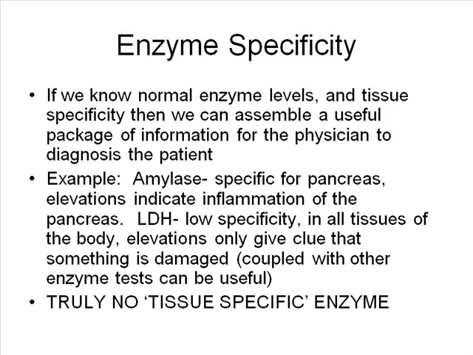All right. Now, one thing that is very important in this slide is that truly there is no tissue-specific enzyme, but what we are going to do is use each of these enzymes and say that it is more predominant in this particular organ system, so we are going to assume that it is coming from that organ. But remember, you want to use a combination of enzymes along with some other chemical tests to determine whether a particular organ is being affected.